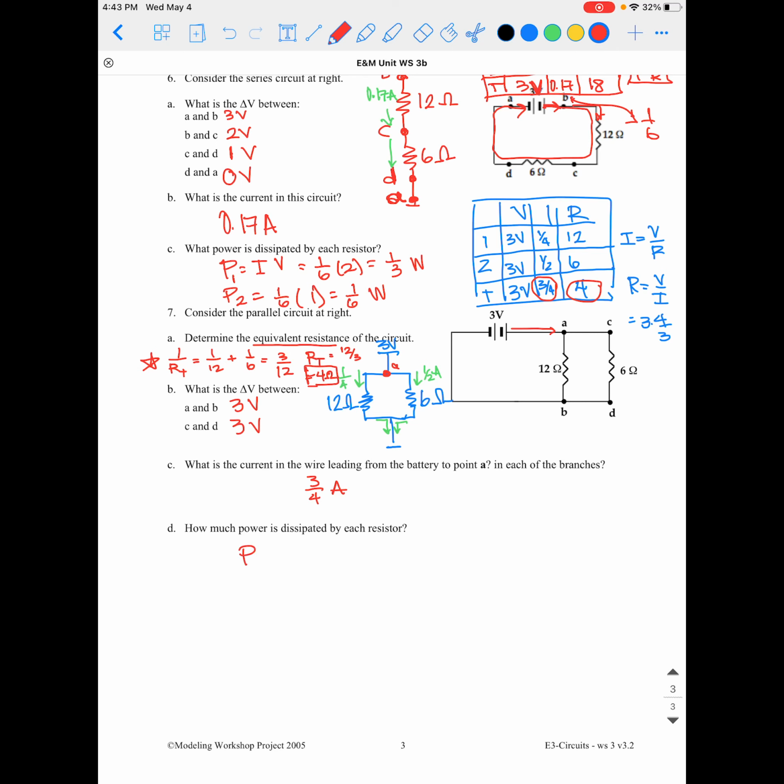And how much power is dissipated by each resistor? We're going to use our IV equation. So for P1, we've got our voltage, which is 3, times our current, which is 1/4. So I've got 3/4 watts. The power through resistor 2 is 3/2 of a watt. And that is your final answer, P equals IV.